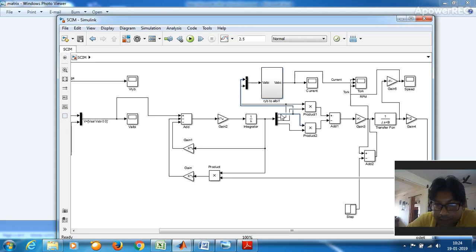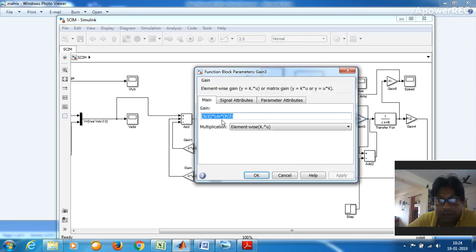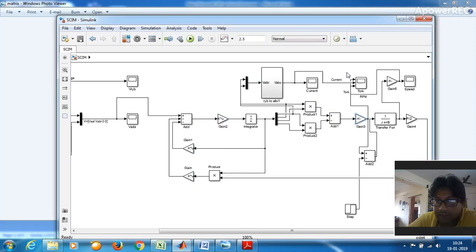So this is your is alpha, this is your is beta, ir alpha, ir beta. That equation I have made, and this is the gain. It is 3 by 2 into Lm by Lr. So Lr will be cancelled, into P by 2. So that is that formula.